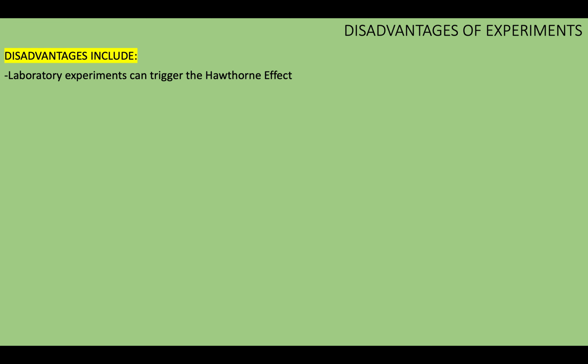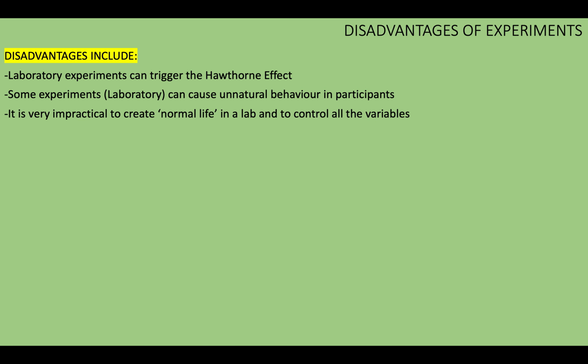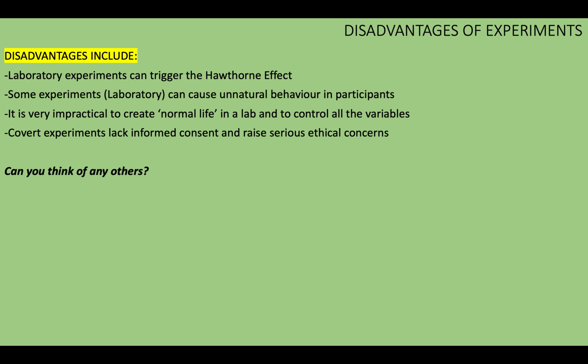Okay, now let's look at disadvantages of experiments. These include, they can trigger the Hawthorne effect, which can then impact validity, lab experiments in particular, because your participants or subjects know that they are being studied. Lab experiments can cause unnatural behaviour, and it's very impractical to create normal life in a lab and to control all the variables. Okay. Now, covert experiments lack informed consent and raise ethical concerns, especially as the BSA say that we must follow ethical guidelines. And can you think of any others?